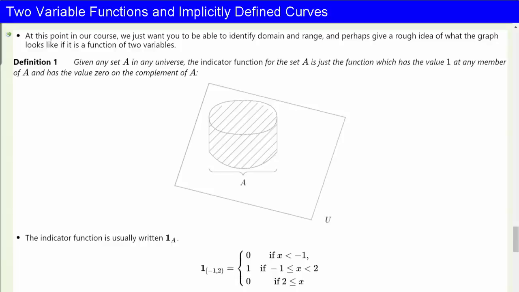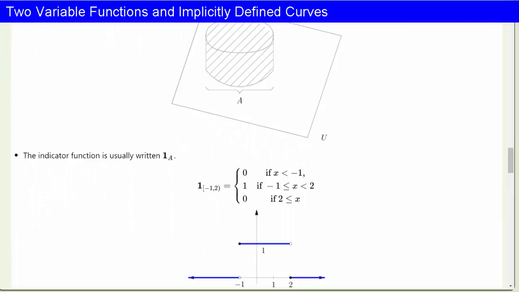One last example is a function which is very useful in mathematical logic, in theoretical computer science, and in probability theory. Given any set A in any universe U, the indicator function for the set A is just the function which has the value 1 at any member of A and the value 0 on the complement of A. The indicator function is usually written with the symbol 1 subscript A.